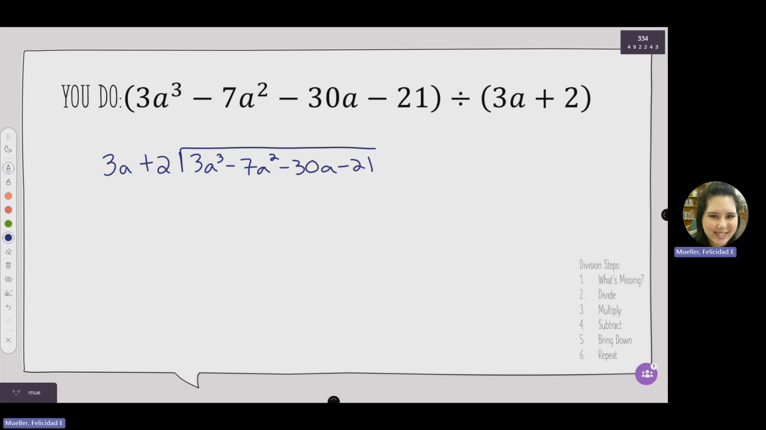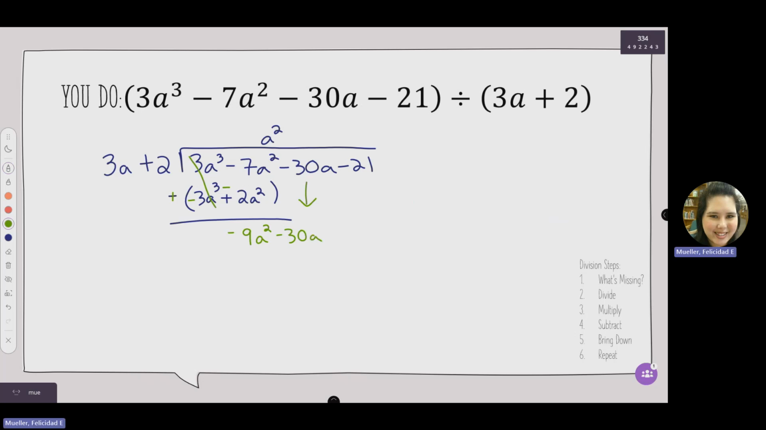3a goes into 3a cubed a squared times. So we're going to subtract 3a cubed plus 2a squared. Flip my signs. A cubes cancel out. We get negative 9a squared. Bring down the minus 30a.